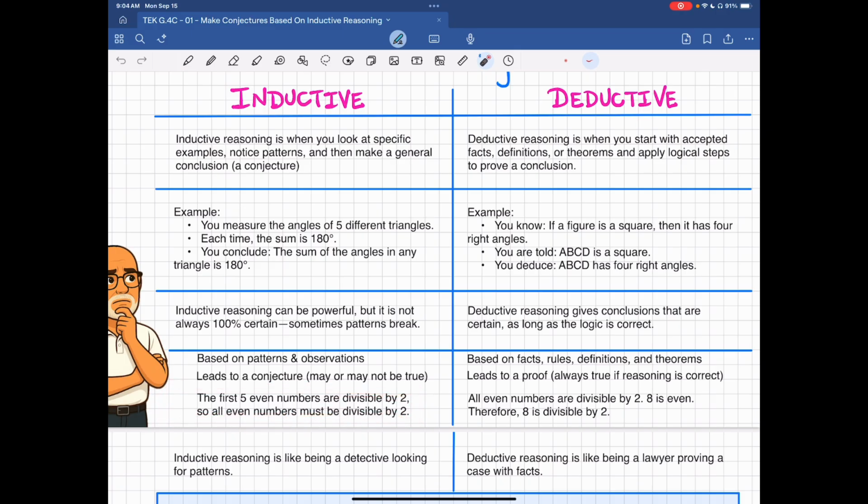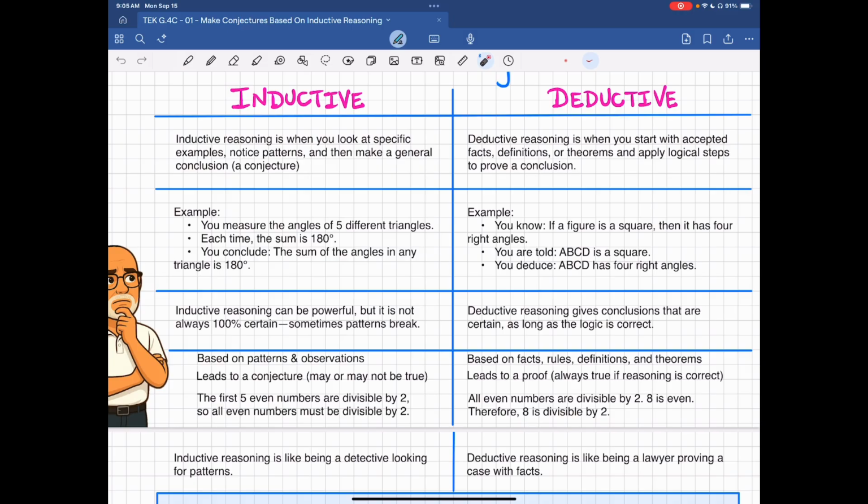Let's look at deductive reasoning. Deductive reasoning is based on facts, rules, definitions, theorems, properties, and we take those and it leads us to another conclusion. But this conclusion comes from the facts, rules, definitions, and theorems. It leads to a proof, and it's always true, unlike inductive reasoning, which may or may not be true. So deductive reasoning is always true if your logic or reasoning is correct.